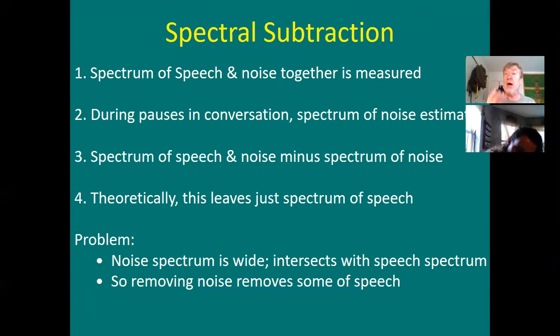And then, during pauses in the conversation, when I stop talking, now we're picking up the spectrum of just the noise between my sentences. The spectrum of the noise is estimated. And then the third step is the spectrum of speech plus noise minus the spectrum of just the noise would theoretically leave you with number 4, just the spectrum of the speech. But note the problem. The noise spectrum is wide and so is the speech spectrum. They intersect with each other. So when you remove the noise spectrum, you've also removed the speech spectrum.